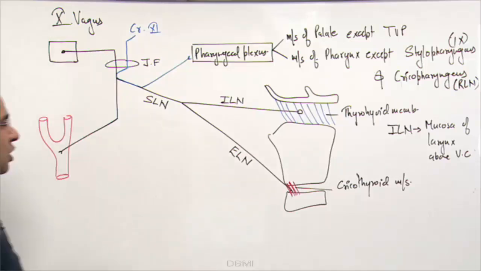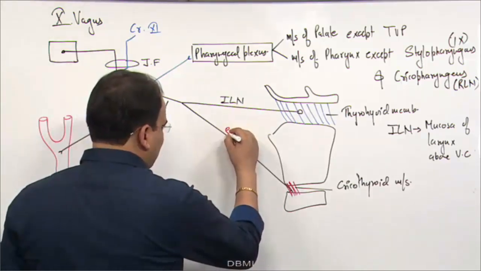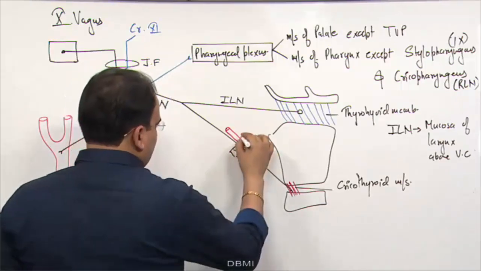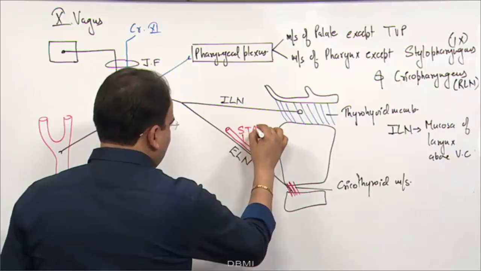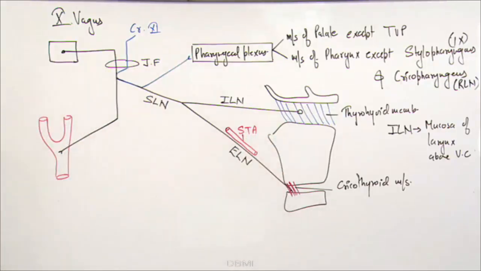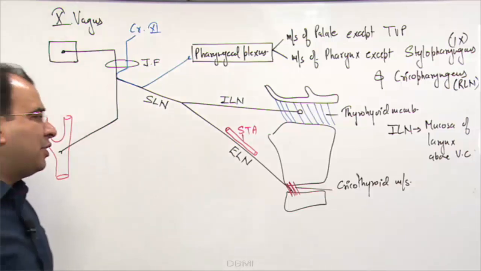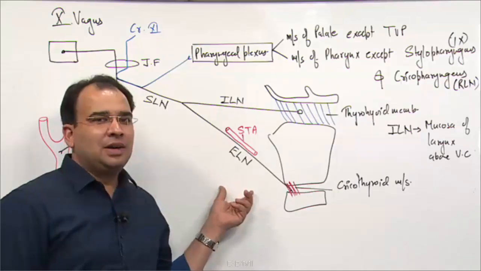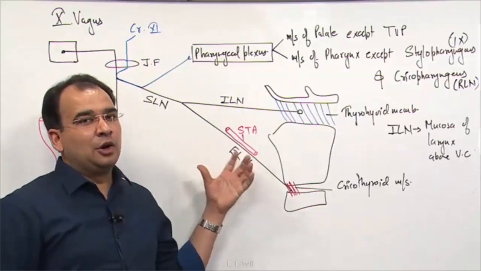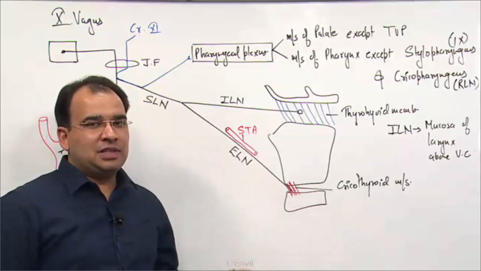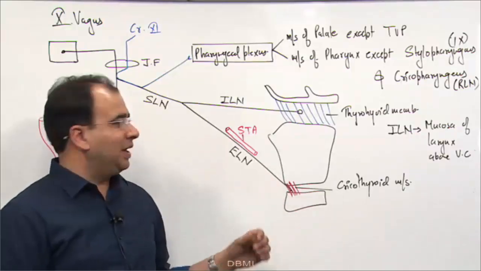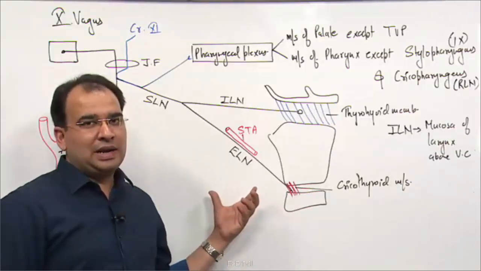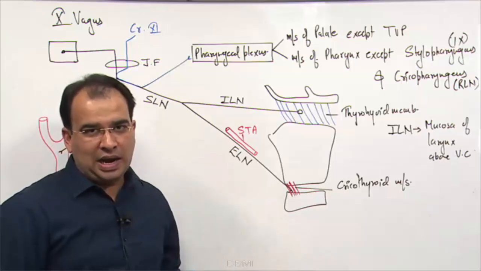Now there is an important relation of this external laryngeal nerve with the artery, that is superior thyroid artery. It is related to the external laryngeal nerve. In thyroid surgery, what we read in first year is that the ligation of the superior thyroid artery should be done close to the gland, and ligation of the inferior thyroid artery is done away from the gland, to save the external laryngeal nerve and recurrent laryngeal nerve respectively. But clinically we know that both the ligations are done close to the gland only.